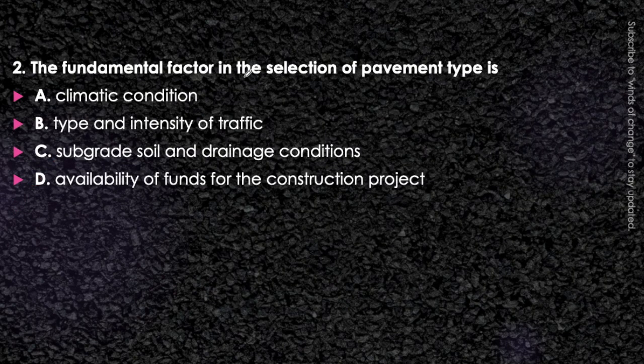The fundamental factors in the selection of pavement type is climatic condition, type and intensity of traffic, subgrade soil and drainage conditions, or availability of the funds for the construction project. Just think about it. The main factor which is responsible for the selection of pavement type, what will come into the picture first? If we think about climatic conditions, subgrade soil, fund, these will come afterwards. First of all, there will be the type and intensity of the traffic that will flow on the pavement that will be constructed. So that is why first of all we will look upon type and intensity of traffic. Okay, so option B will be the correct answer.